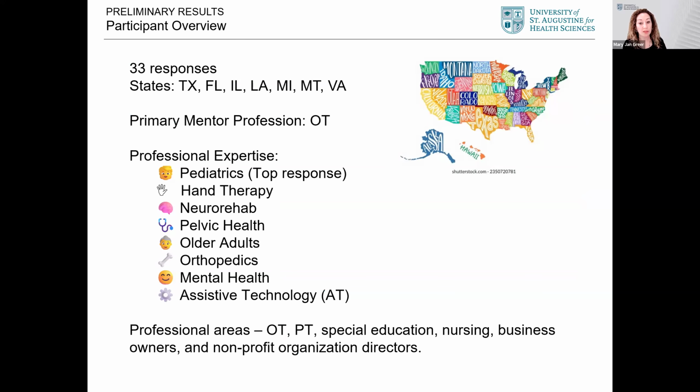So, to date, we've had 33 responses from Capstone mentors from 7 states. The largest number of respondents reside in Texas, but we also have representation from Florida, Illinois, Louisiana, Michigan, Montana, and Virginia. The primary profession of the mentors is occupational therapists, although mentors do not have to be occupational therapists. Within the profession of OT, we've listed their areas of professional expertise with the top response being pediatrics. Outside of occupational therapy, other participants practice in areas of physical therapy, special education, nursing. They're business owners and nonprofit organization directors.